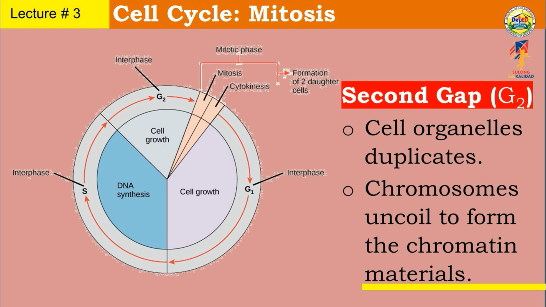Also, the chromosomes uncoil to form the chromatin materials, which will then turn into granules. So meron tayong tinatawag na chromatin materials. So ano ba yung chromatin materials na to? So ito yung a thread-like form of chromosomes.